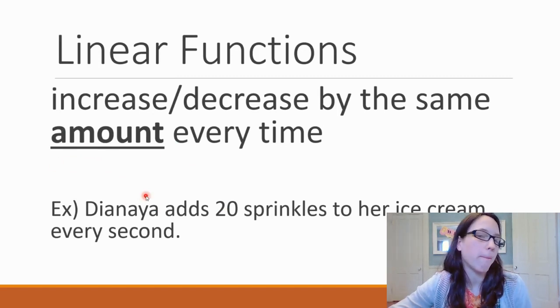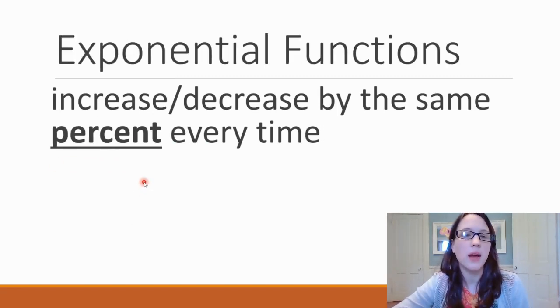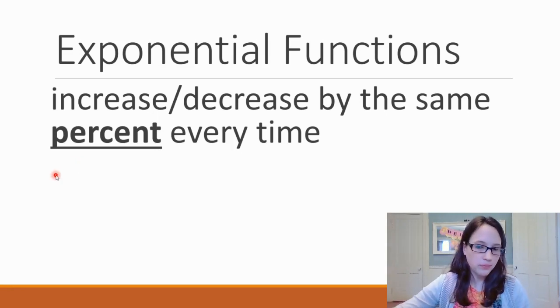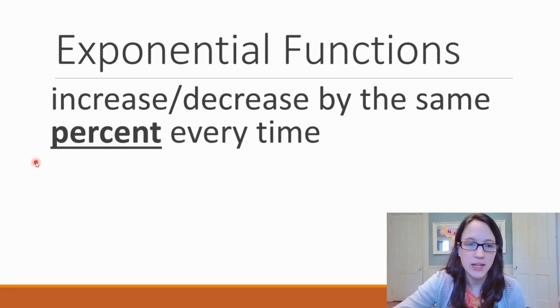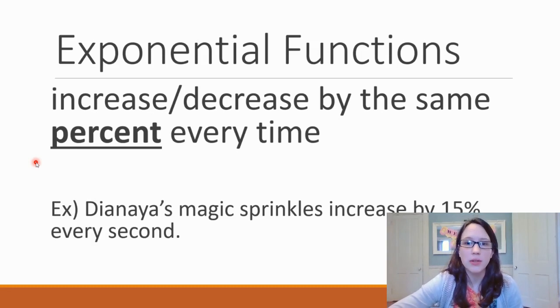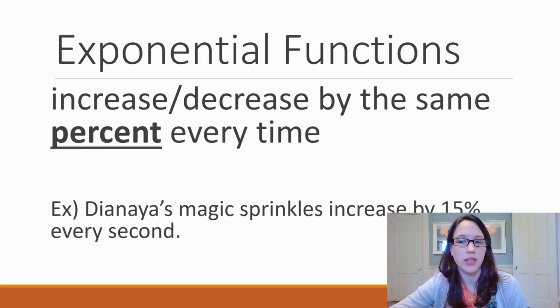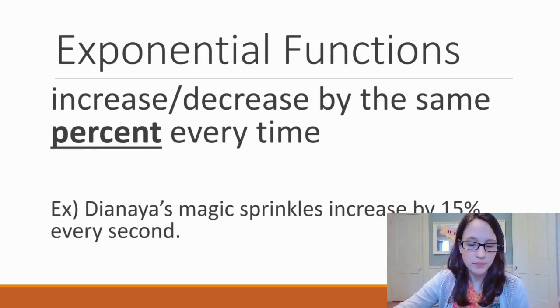What do they go up by? Well, they go up by the same percent every time. So for example, let's say Denia's sprinkles become magic sprinkles and they start reproducing at a rate of 15% every second. So real quick, that's going to accumulate real fast and she's going to have way more sprinkles than she can even fit inside her house.